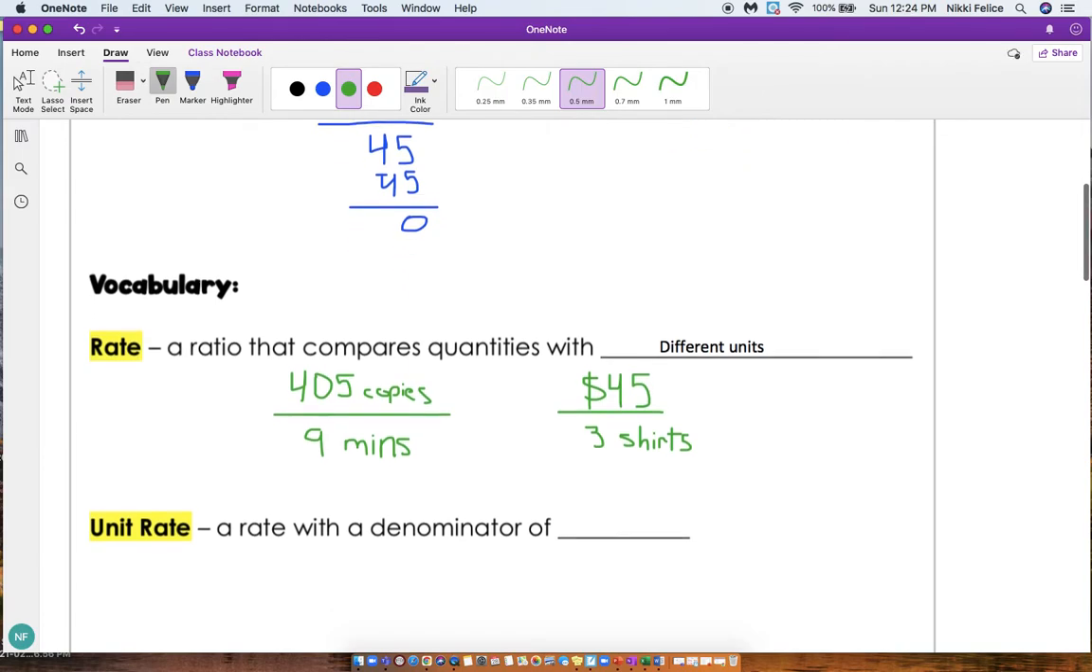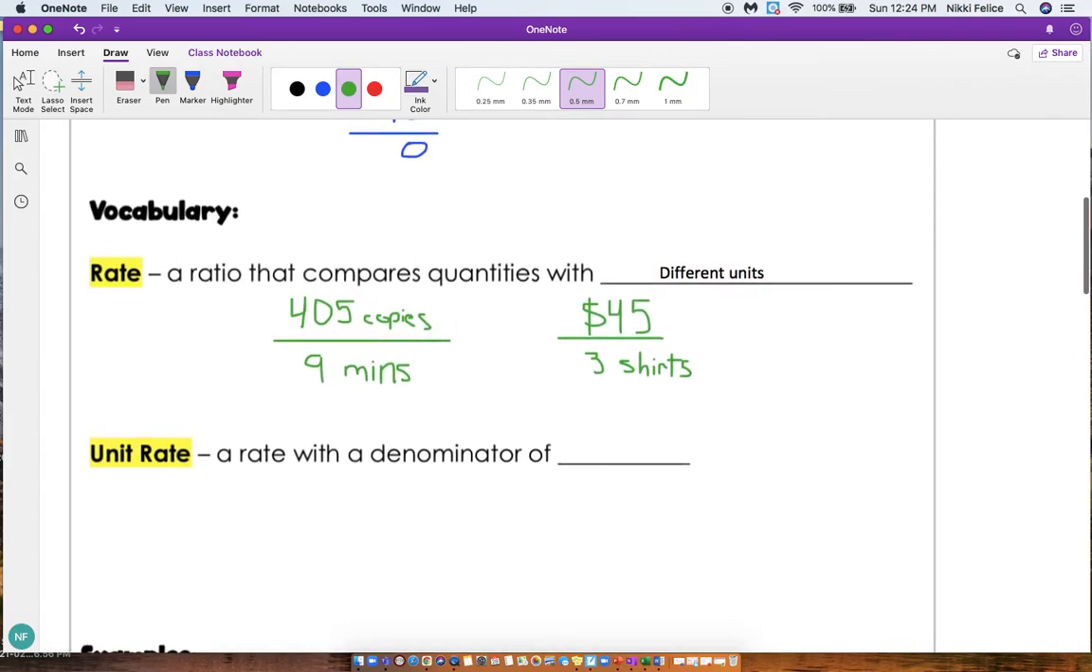A unit rate is a rate with a denominator of 1. So we found the unit rate in our first problem. Instead of 405 copies per 9 minutes, we figured out that that meant the machine could print 45 copies in 1 minute. So a unit rate is like how much for just 1? We know 405 copies can be made in 9 minutes, but how many copies for just 1 minute? See, and now my denominator is 1.